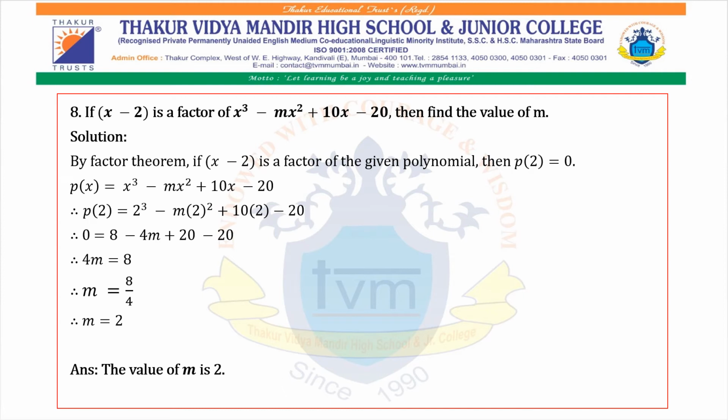So 0 = 8 − 4m + 20 − 20. The +20 − 20 will get cancelled. So we will get 8 = 4m. So m = 8/4. Therefore m = 2. So the value of m is 2.